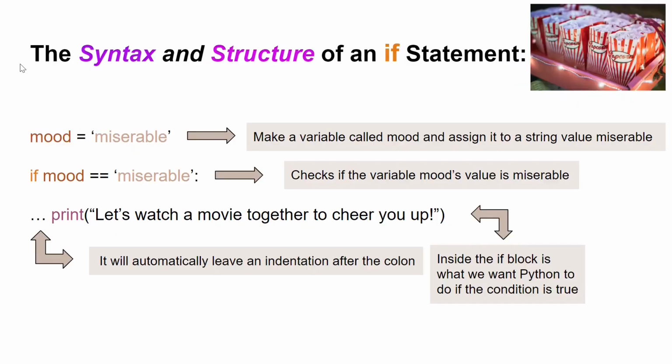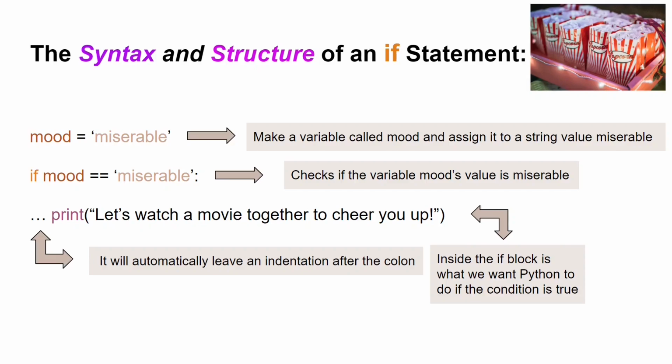Now, before I go into more examples, I'm going to do a simple example that explains the syntax and structure of an if statement. For this example, I make a variable called mood and assign it to miserable. Then over here, I type the keyword if, and then I type this conditional statement. I check if the mood is equal to miserable, and the output would be a boolean, which is either true or false. After the conditional statement, we put a colon. After you type that, it should automatically leave an indentation or a big space, and next to it, we can type the message that Python will print, in this case, only if this condition is true.